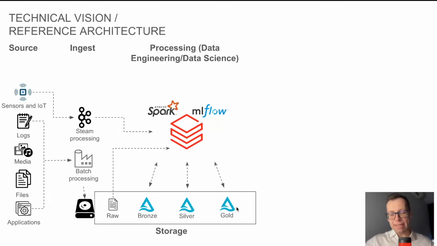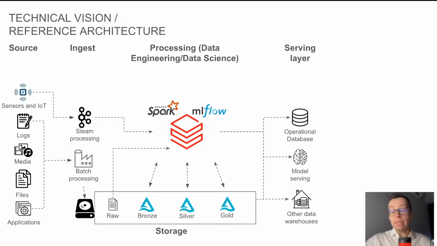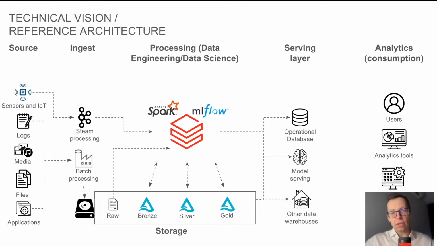So this is once again a medallion architecture, and that's how it looks, at least according to the book, because in reality life is more complex. And then Databricks can distribute data to the next layer, which is called a serving layer, like operational databases, model serving services or other data warehouses.